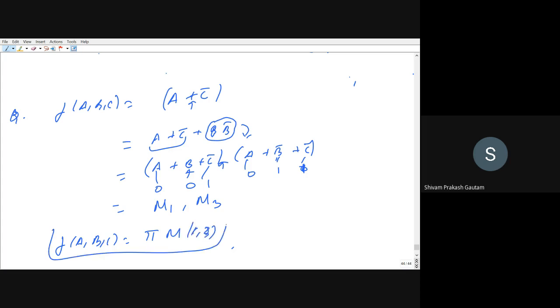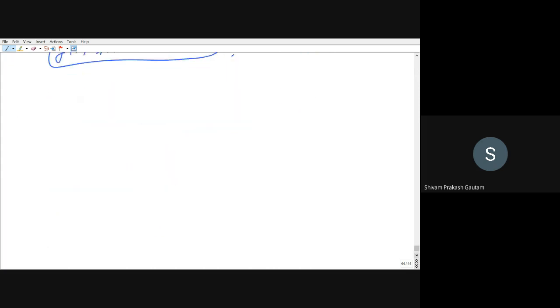So you can find out the max terms from a given function, or you can also find the function from given max terms, right? We have seen both of them. Now let us see one more problem.